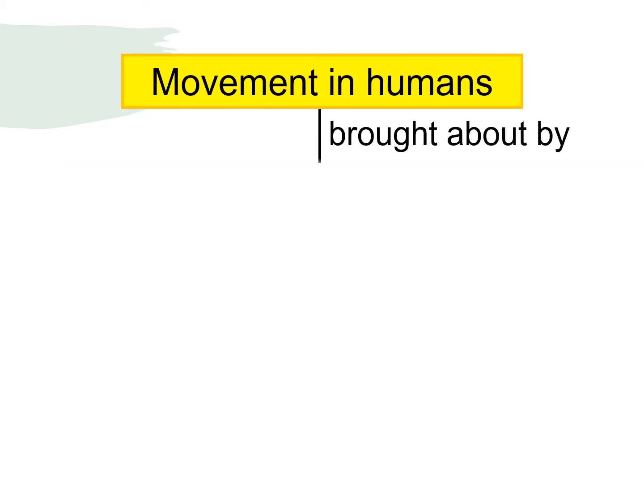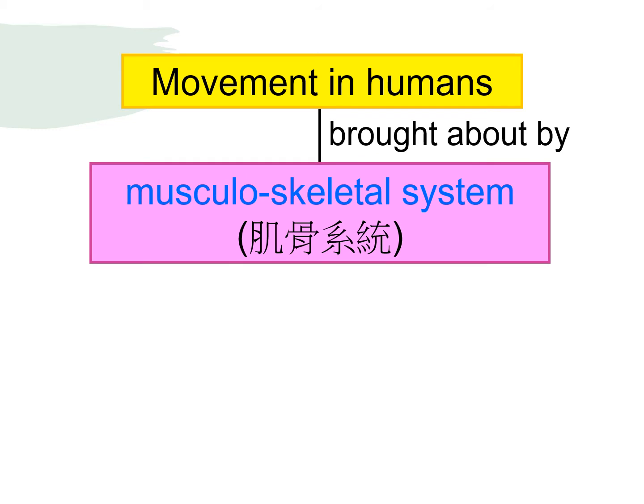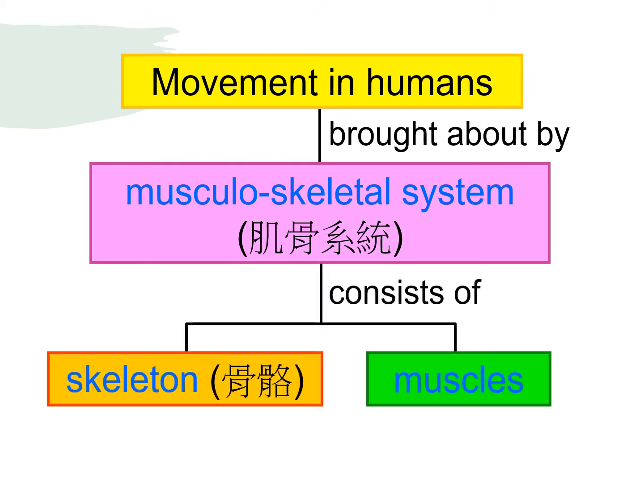Posture and movement in humans are brought about by the musculoskeletal system. The musculoskeletal system consists of two parts, the skeleton and the muscles. We are going to look into the parts one by one. Let's take a look at the skeleton in the human body first.